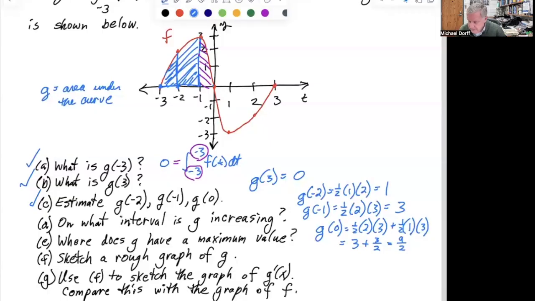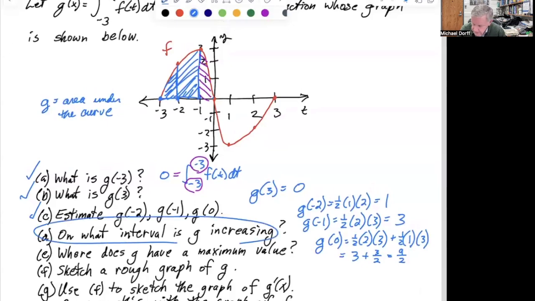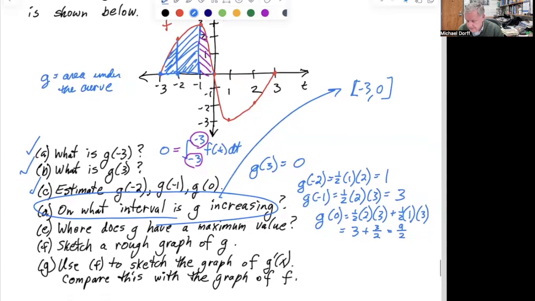It's increasing on the interval from -3 to 0. As soon as I go past 0, so I get a number larger than 0, my red curve goes below the x-axis, which gives me a negative area. So then it starts decreasing in value because I'm adding a negative area to it. All right, so that's letter D.